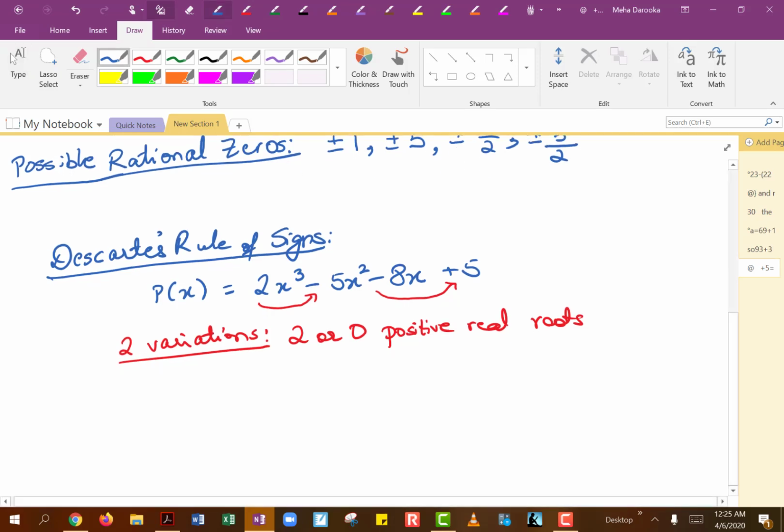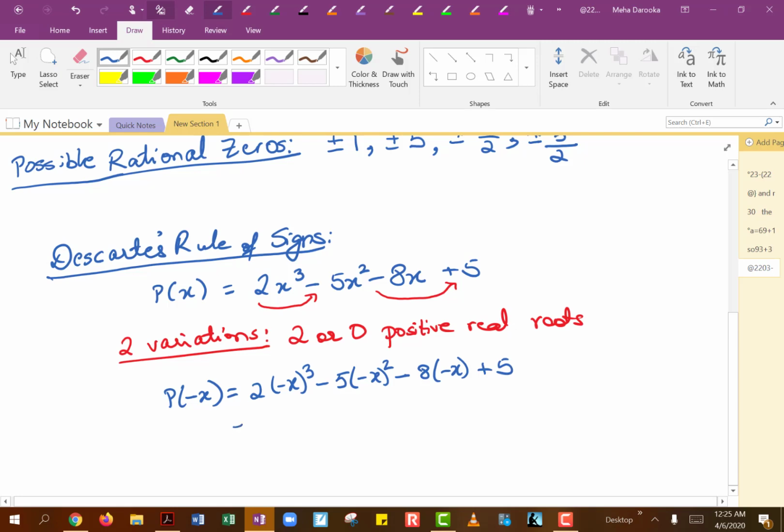Then the next one we do is where we replace our x with negative x. So that ends up giving us 2 negative x to the third minus 5 negative x squared minus 8 negative x plus 5.